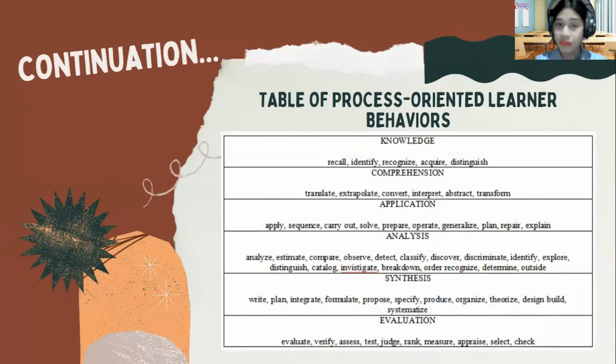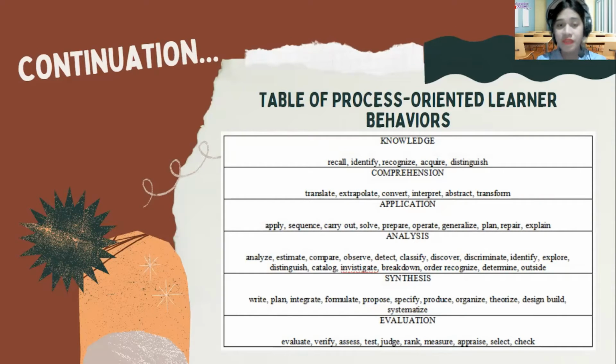For the third table, application: apply, sequence, carry out, solve, prepare, operate, generalize, plan, and explain. And the fourth table of the process-oriented learner is analysis: analyze, estimate, compare, observe, detect, classify, discover, discriminate, identify, explore, distinguish, catalog, investigate, break down, order, recognize, determine, and outline.